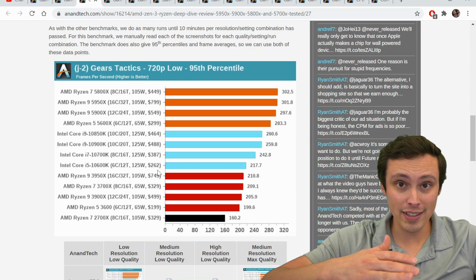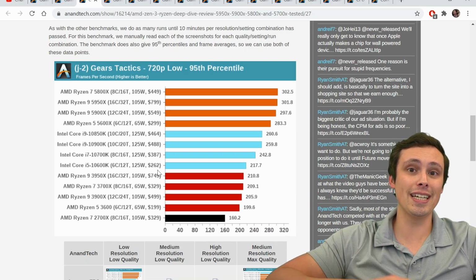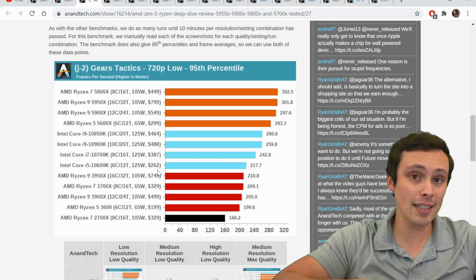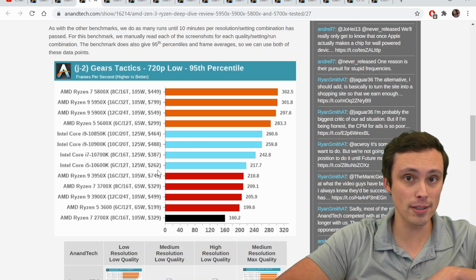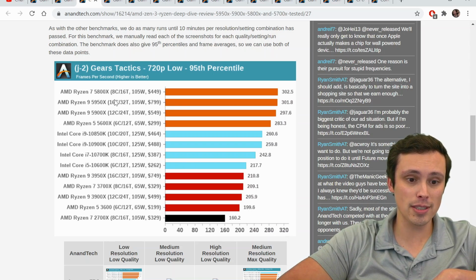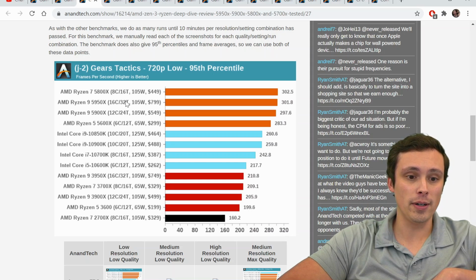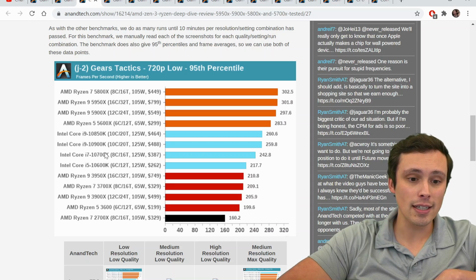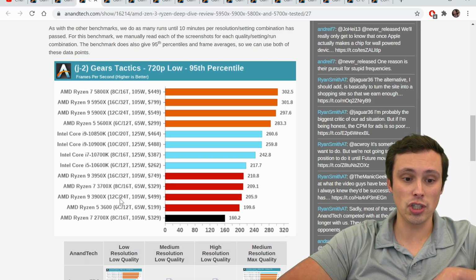Turning down all your graphics settings and running at a low resolution to get incredibly high frame rates. In that kind of situation, you tend to be CPU bound. So let's take a look. Well, in Gears Tactics, we're seeing a nice win from the AMD lineup here, and you can see it compared to the Intel lineup and then the previous gen Ryzens.